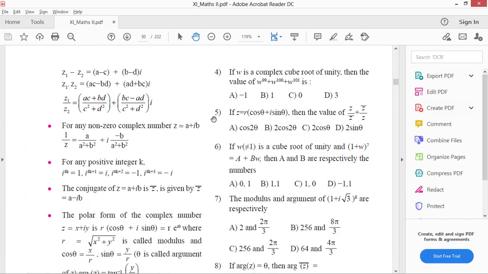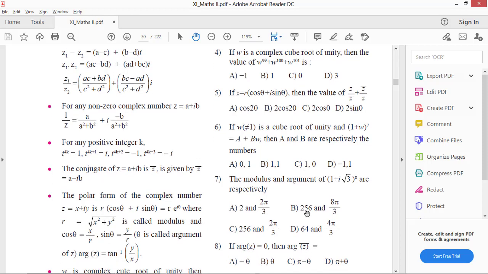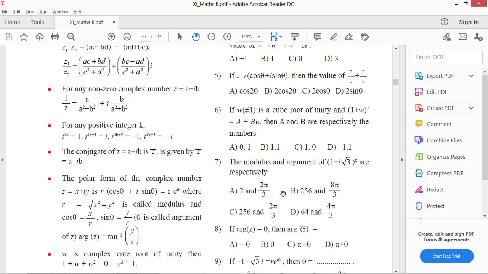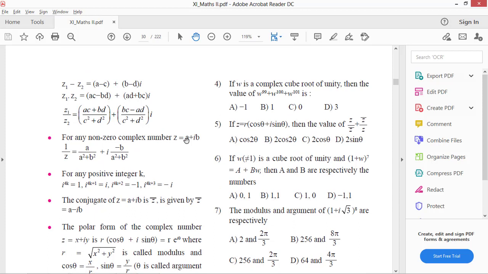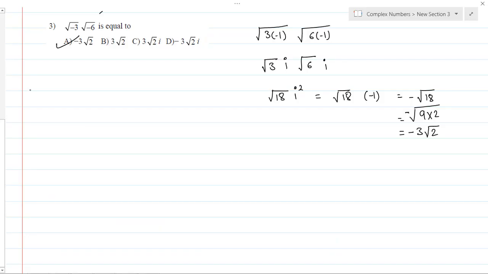Question number 4 will be homework. I will be solving all the alternative questions, and if I find your part question is difficult, then I will solve that question definitely. In question number 4, we have solved this in the last exercise. If w is the cube root of unity, what can we have? w cube equals 1, or 1 plus w plus w square equals 0. That you have to use. So question number 4 is homework. The homework questions are 2 and 4. Let's take question number 5 now.